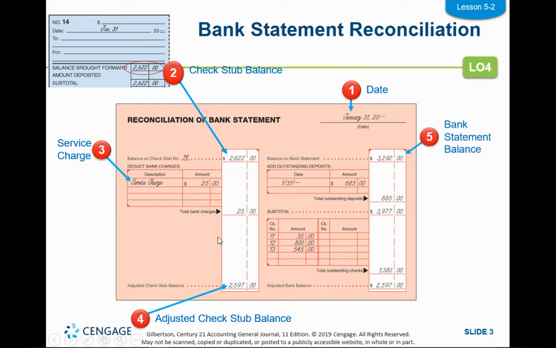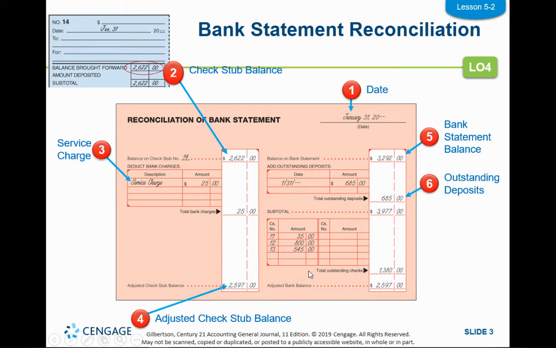Then you go to the other side where you start with what the bank statement says you have. Then you have any outstanding deposits that you know you put in there. A deposit makes your bank account go up. So you might have multiples. This just has one. If you had multiples, you would add them together, and that would go here. Then you add, because deposits make your account go up, you add this amount to that bank statement to get your new balance or subtotal here.